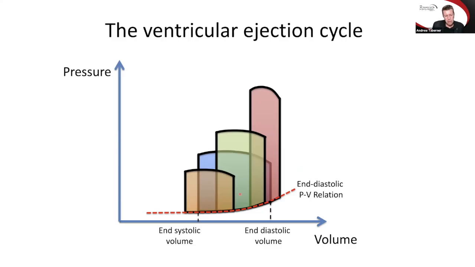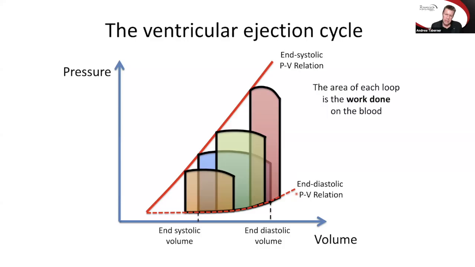So the bottom red line here traces out a relation which is referred to as the end diastolic pressure volume relation. You can think of that as the passive elastic properties of this big balloon. And then there is this other curve here, which is referred to as the end systolic pressure volume relation, which really describes the contractile and pumping performance of the heart.